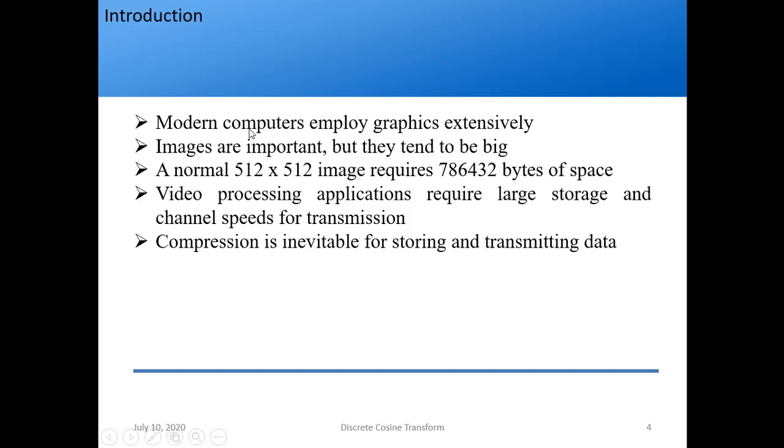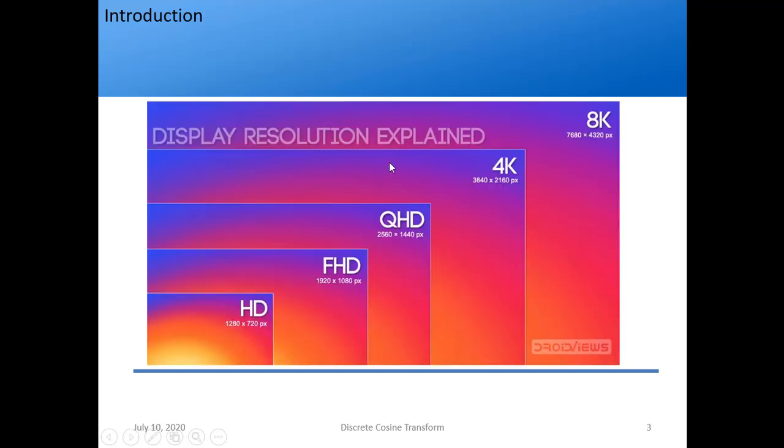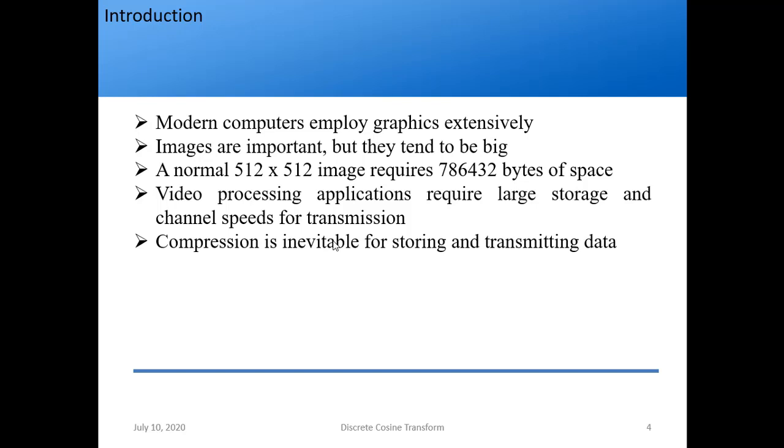Using calculators, we calculated that a 512 by 512 image requires 7,86,432 bytes of space, right? We also used examples of 4K and full HD images, which are usually the pixel amounts in videos for YouTube, and we found that the space occupied is very high. So video processing applications require large storage and channel speeds for transmission. So what is important? Compression is very important for storing and transmitting data.